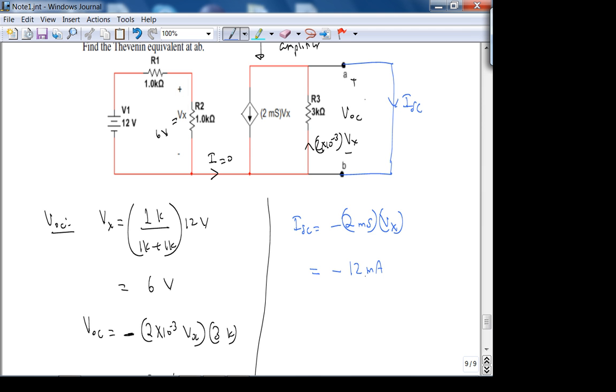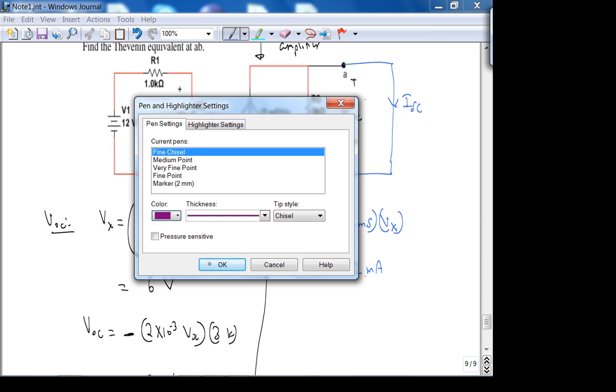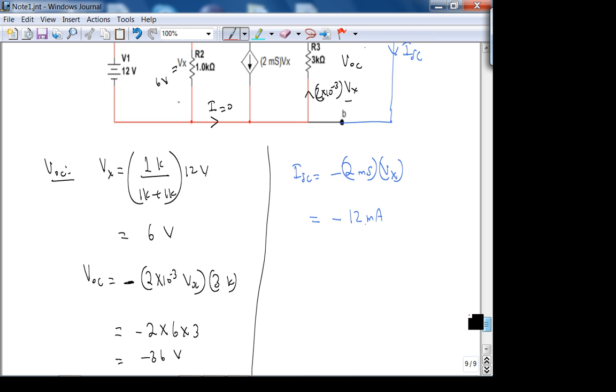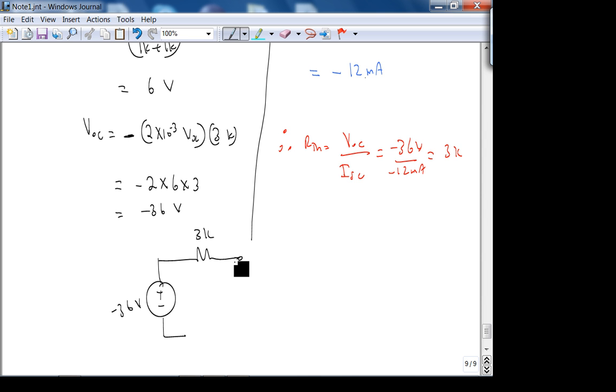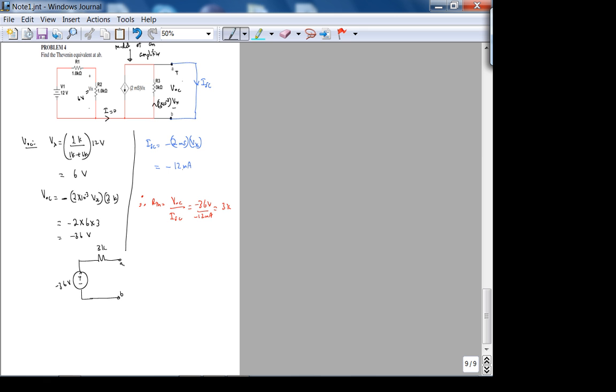Therefore, that's why the sign is important, okay? RTHEV is VOC over ISC, which is negative 36 volts divided by negative 12 milliamps, 3K. Therefore, the Thevenin equivalent of the circuit is basically an inverting amplifier. Negative 36 volts in series with 3K. Okay, so you put in 12 volts, you get negative 36 volts out. That's all it is.